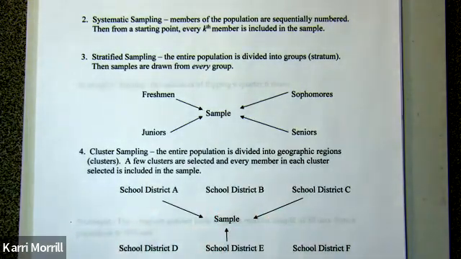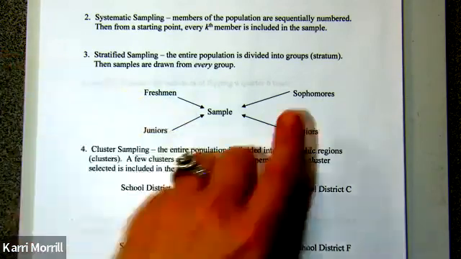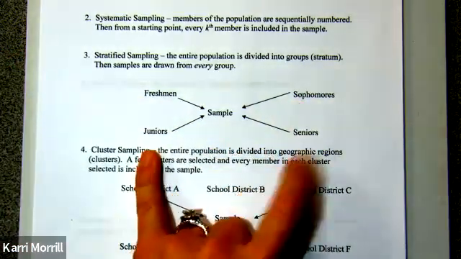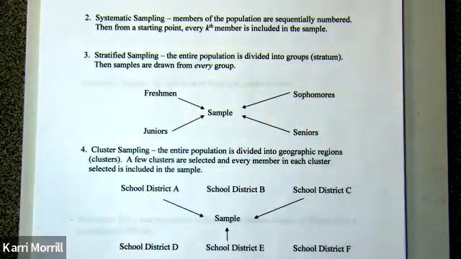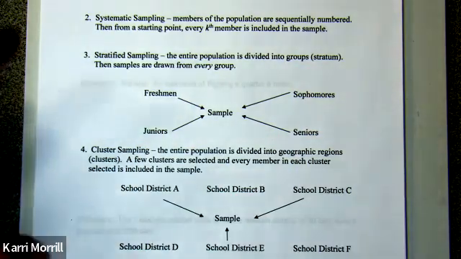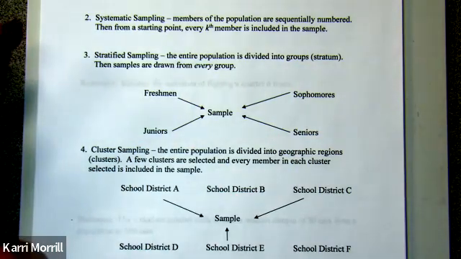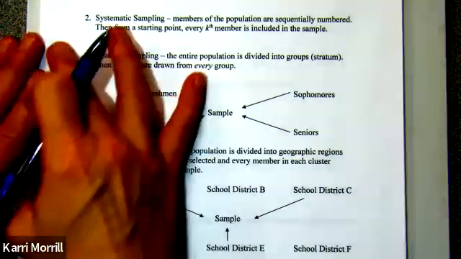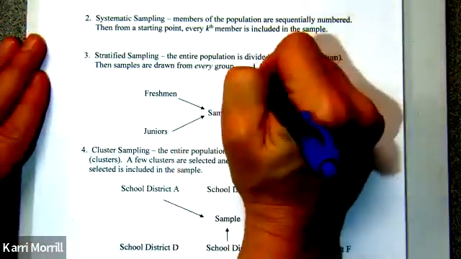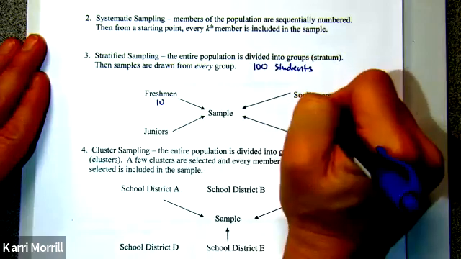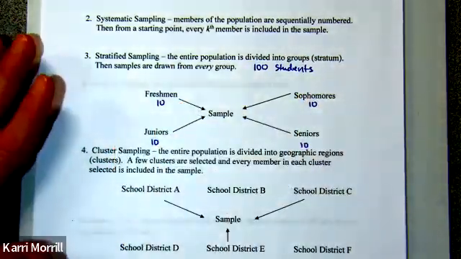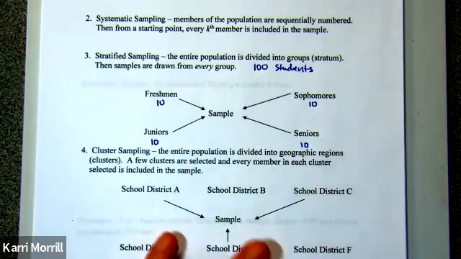Stratified sampling, the entire population is divided into groups. Then samples are drawn from every group. So let's go on the idea of being a student. When you're a freshman, that's a group of people. Sophomores is a group of people. Juniors and seniors. So you sample from each group. So maybe I'm going to take, let's say there's this whole class consists of 100 students. And maybe I decide to sample 10 from each group or something like that. That's what that means, that you're sampling students from each group.